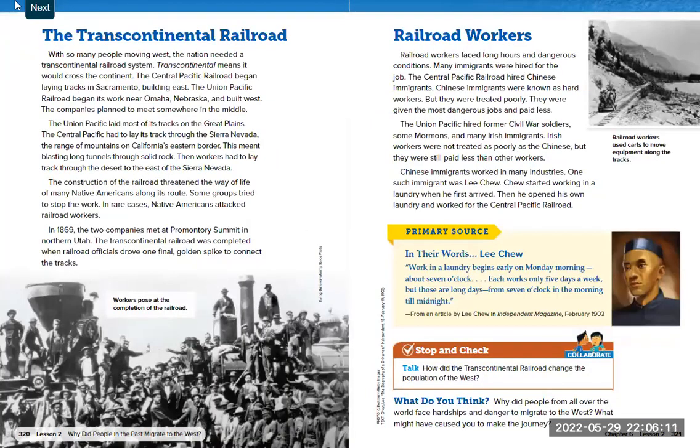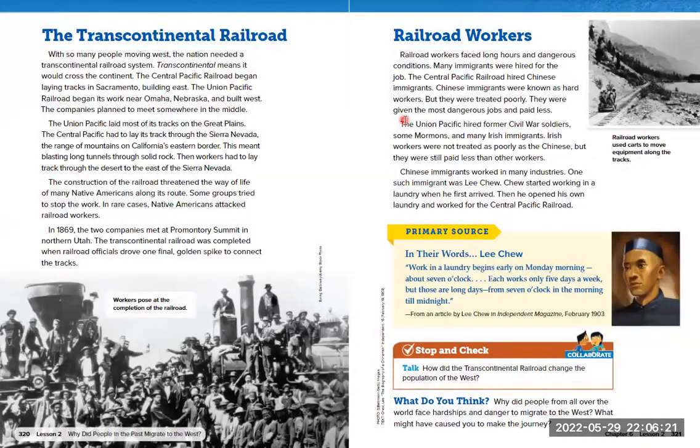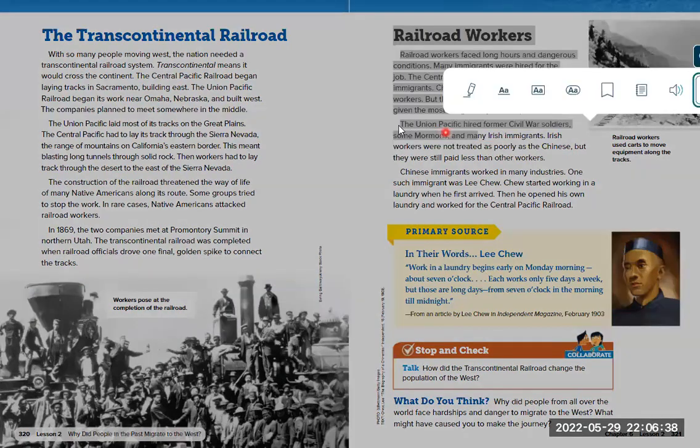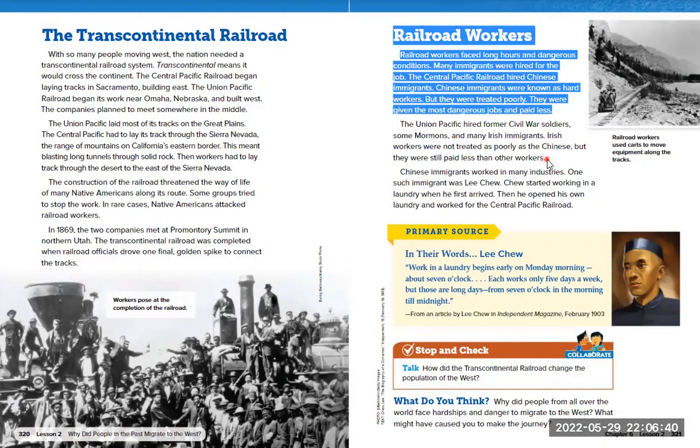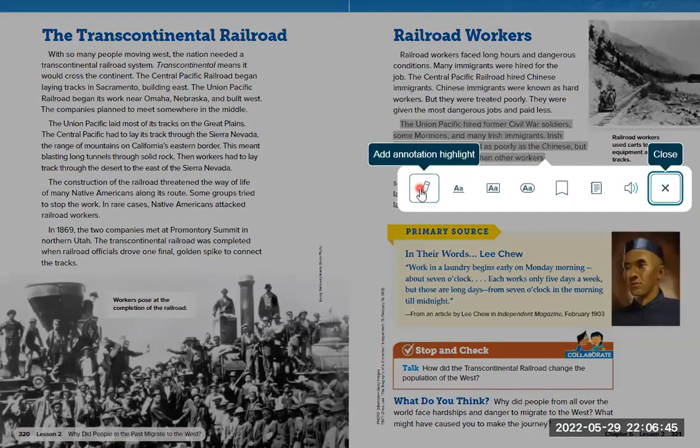We read about a lot of reasons why people moved west. It says here even, the Union Pacific hired former Civil War soldiers. That is one reason for people who were former Civil War soldiers to travel west. Some people were immigrants, some were Mormons, some were Irish, and some were Chinese, but these people were usually not given as many opportunities as everyone else. But this is a good place to get work. So that could be one reason.